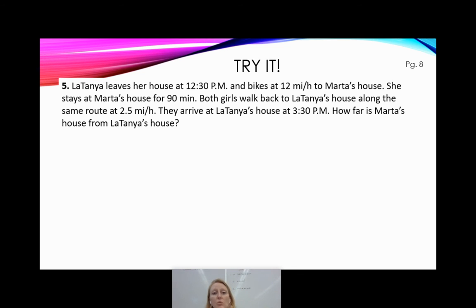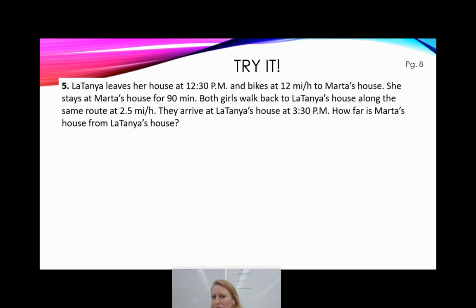LaTanya leaves her house at 12:30 p.m., bikes 12 miles an hour to Martha's house. She stays at Martha's house for 90 minutes. Both girls walk back to LaTanya's house along the same route at 2.5 miles per hour. They arrive at LaTanya's house at 3:30 p.m. How far is Martha's house from LaTanya's house?